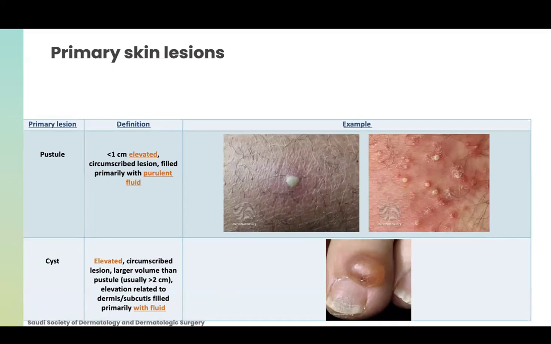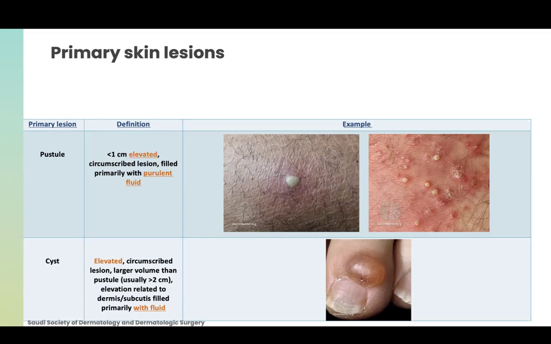So moving on to things that have fluid inside them. First we're going to talk about a pustule. A pustule is super easy. From its name, it has pus, right? And that's why it's called pustule. A pustule is usually less than 1 centimeter. It's elevated, similar to a papule, but basically it has pus inside. So it's an elevated, circumscribed lesion. However, it's filled with purulent fluid or pus. Sometimes when people describe it, they also mention if it's follicular versus non-follicular, because it gives you a better ability to build a differential diagnosis.